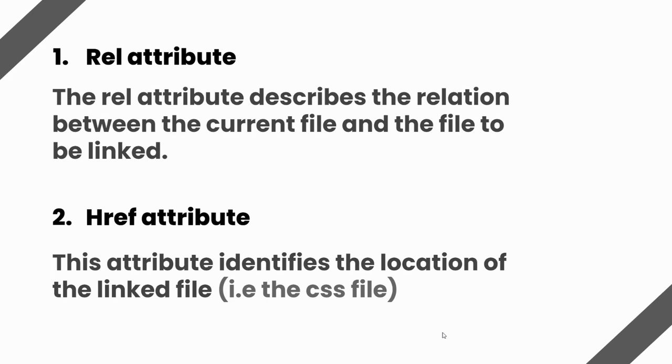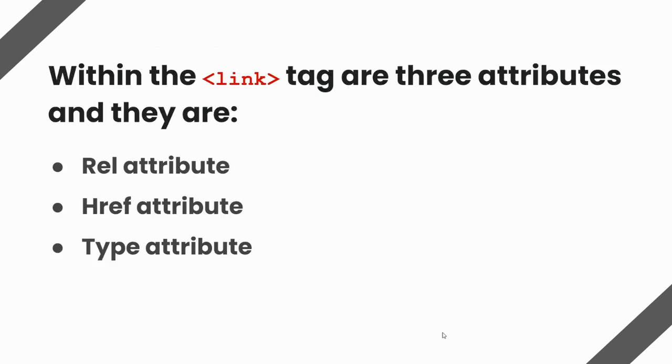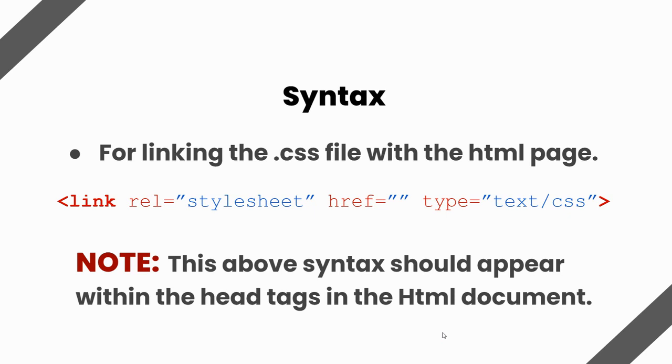to the particular document. If we go back and look at the syntax, we can see that the href here is not assigned anything. But when we go into the actual coding, the href would be used to describe the actual location of that CSS file that we want to link to the HTML file. So that's the function of the href attribute, to show the location of the CSS file.